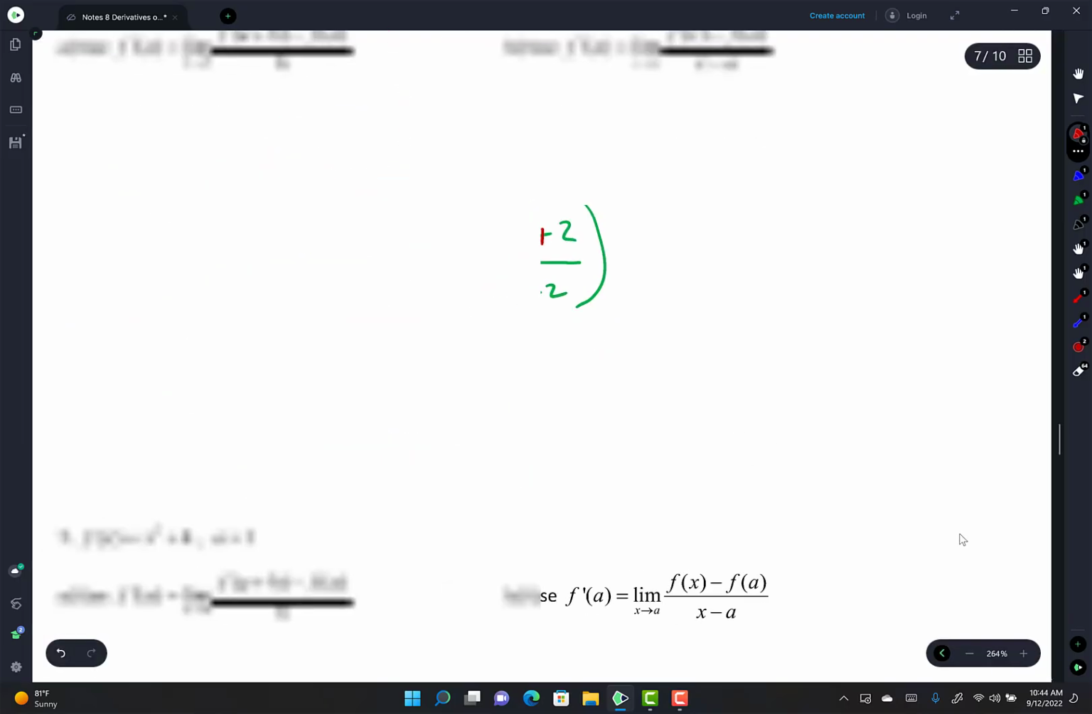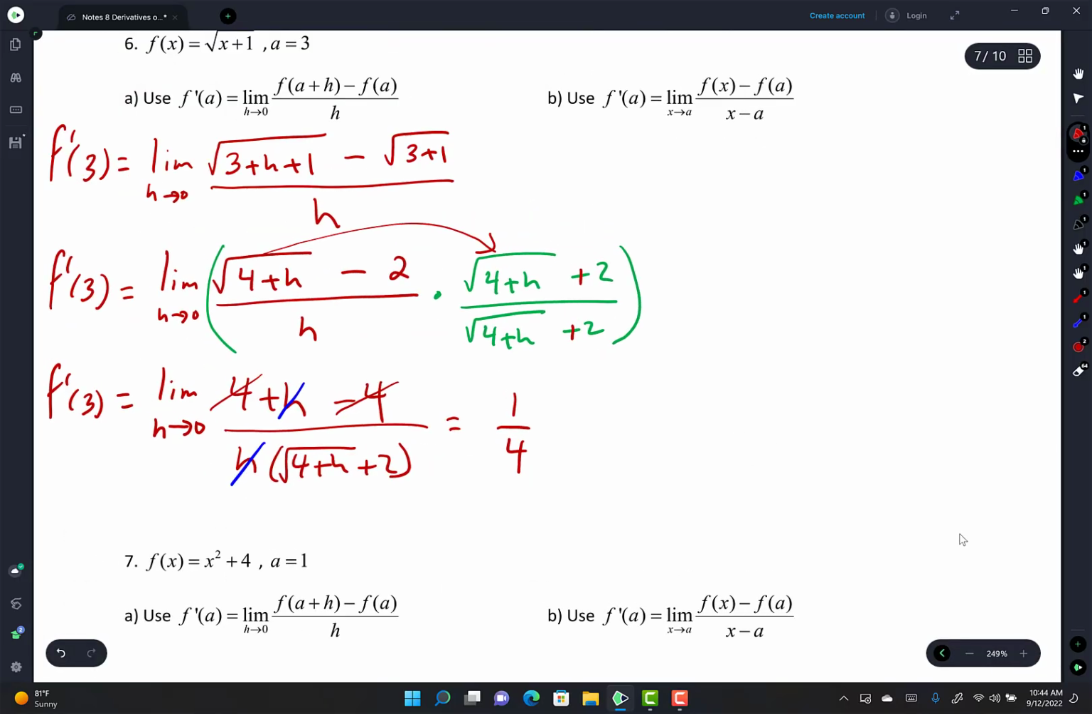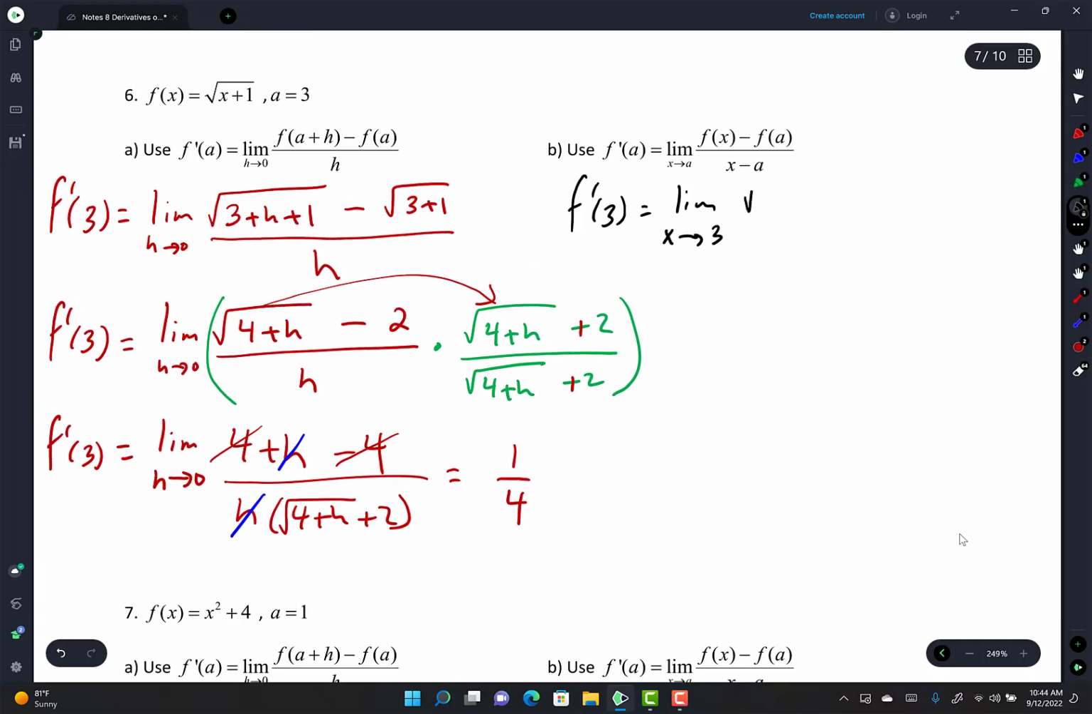All right, I'm going to try the other one. I'm going to put that in black. So here we go. F prime of 3 equals the limit as x approaches 3 of the square root of x plus 1 minus, say that again? Yes, I'll stop with the commentating.